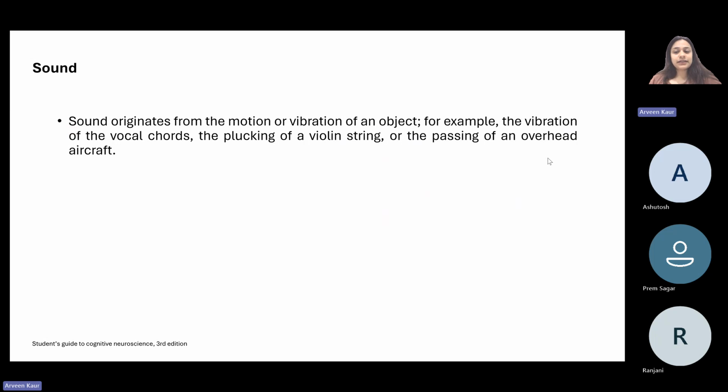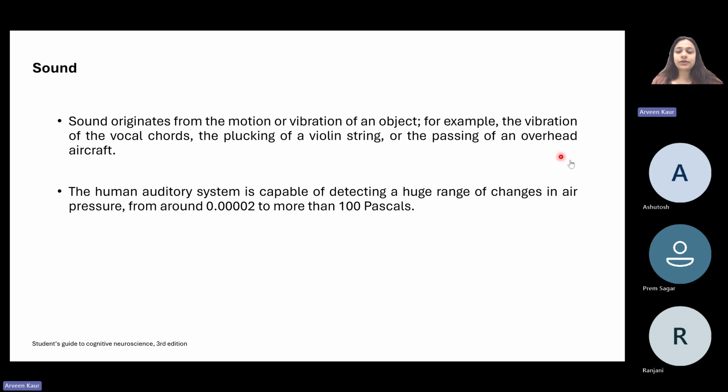Then we come to another sense altogether, which is sound. So we did spend a lot of time in vision itself. Let's go through sound. Sound originates from the motion or vibration of an object. For example, the vibration of the vocal cords, the plucking of a violin string, or the passing of an overhead aircraft, right? The human auditory system is capable of detecting a huge range of changes in the air pressure, from around 0.00002 to more than 100 pascals.